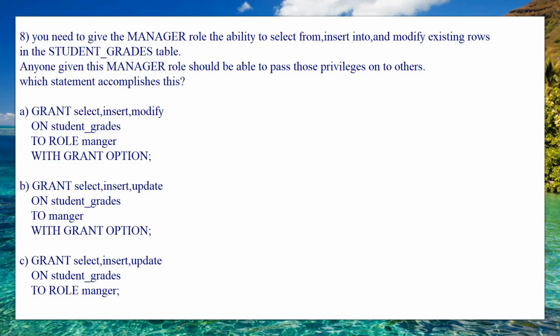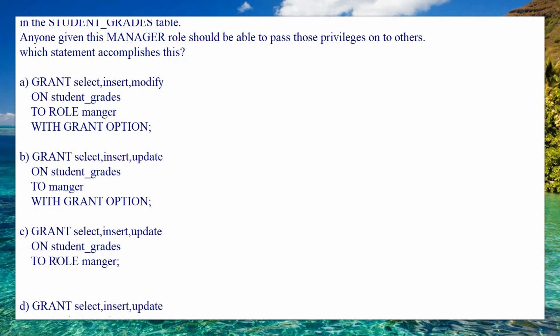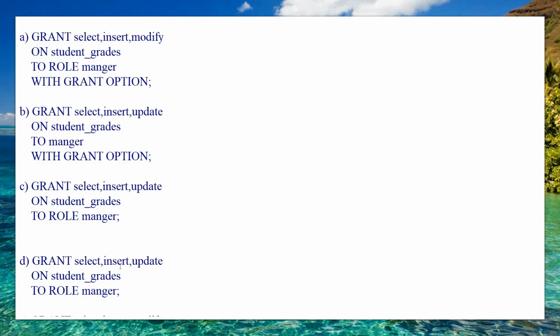For that eighth question, the first one is grant select, insert, modify. There is no modify keyword in SQL. There is update; if you want to modify, you will use update. In the second one, you can say grant select, insert, update on the table student underscore grades to manager with grant option. So he should be able to select the existing rows, to the manager with the grant option. Here in the third there is no grant option, so the third will not come.